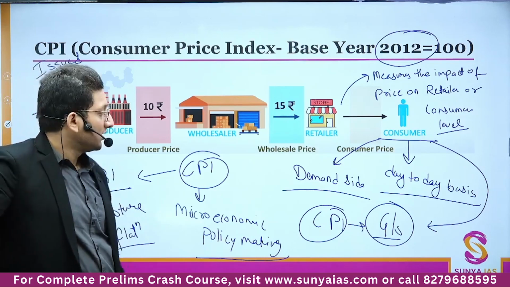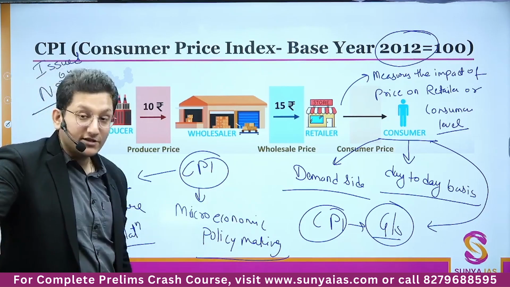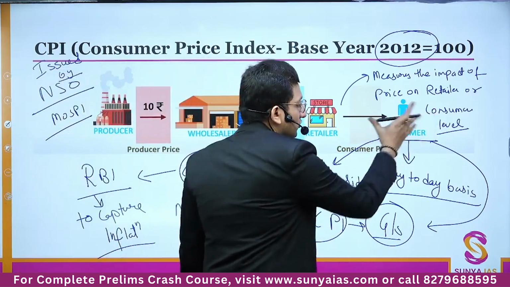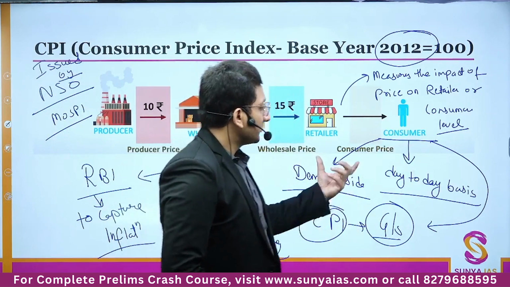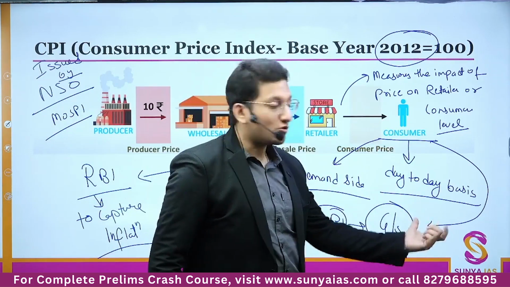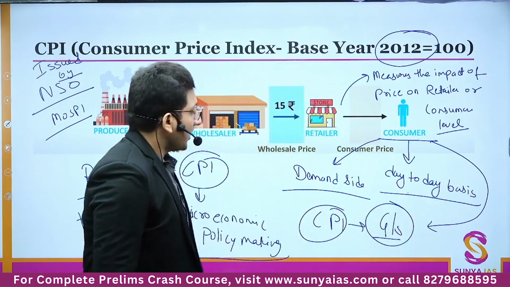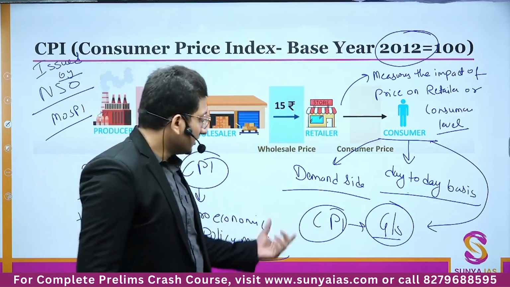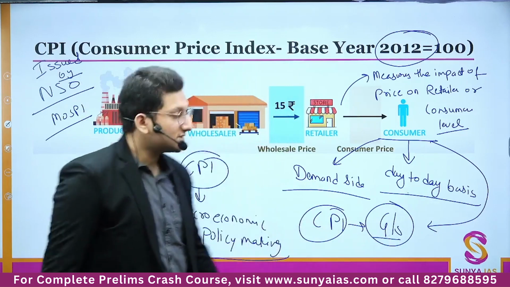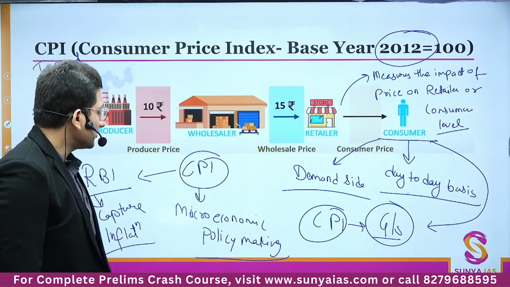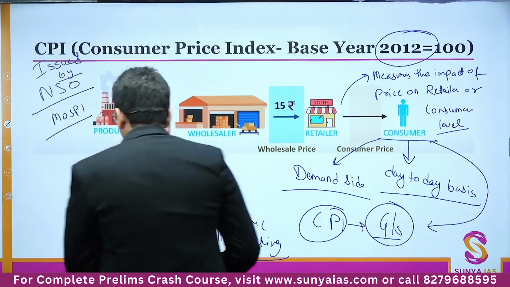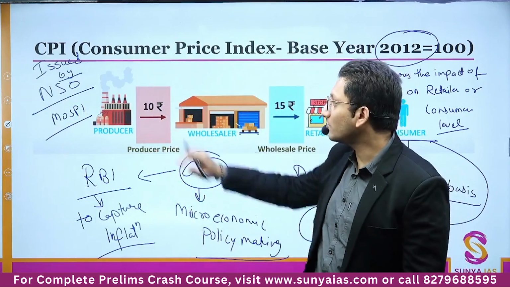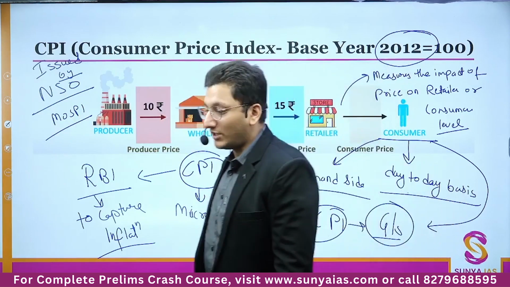Is it clear till here? Are all these things clear? Let me revise once again. First of all, it measures the impact of price on the retailer or consumer level. So it captures the inflation which a consumer faces on a day-to-day basis, right? And CPI captures the demand side of inflation. Getting? Now CPI includes both goods and services, right? And it's used for macroeconomic policy making because it helps RBI to capture inflation. It's released by NSO, MOSPI.